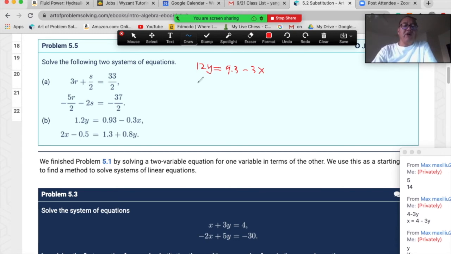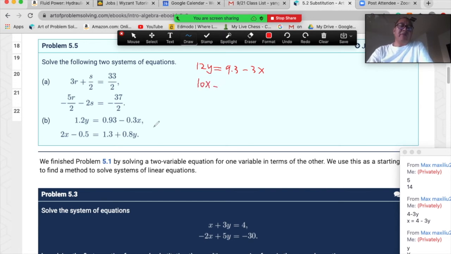Second one, this one's 0.8. We just need to times 5, right? Times 5, then we can make this one an integer. So this one will be 10x.